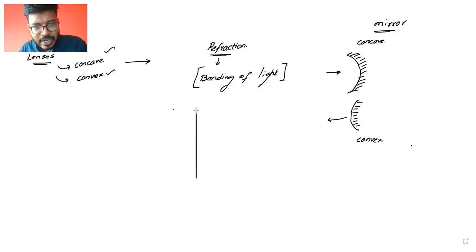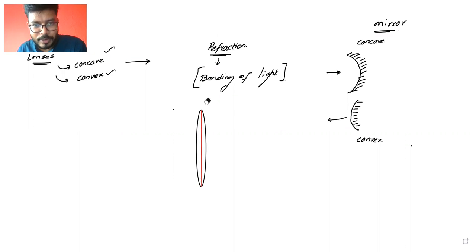If you see this, this is your convex. It is bulged on both the sides. Okay, bulged on both the sides. So there will be a reference point at the center, the center point, where these two rays are meeting. The rays, everything will be there.